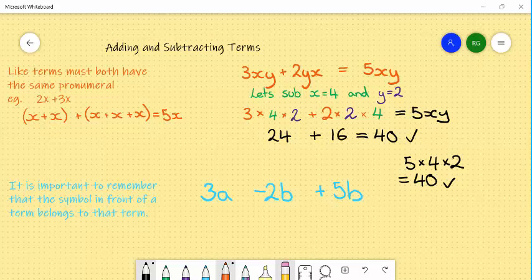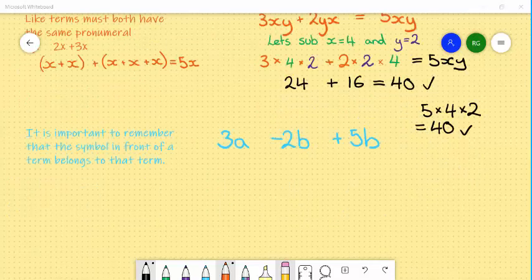They are like terms. Now if we look a little lower, I have an example of 3a minus 2b plus 5b. It is important to remember when adding and subtracting negative numbers that the symbol in front of the term belongs to that term. In this example, we can see that there are going to be 2 different terms. We have the a and the b terms. We can combine the b terms to simplify this expression.